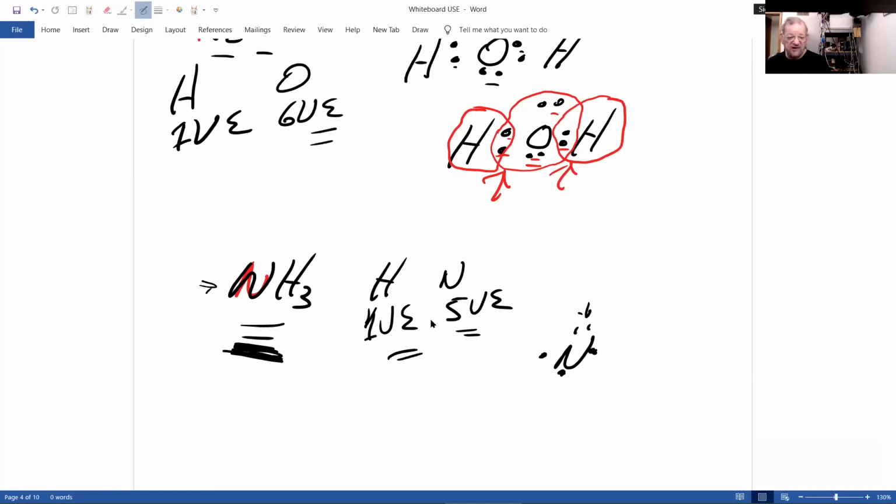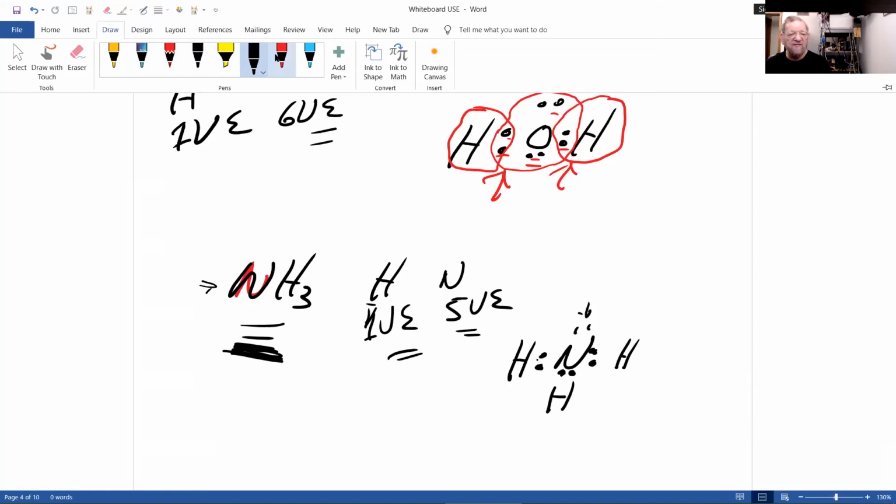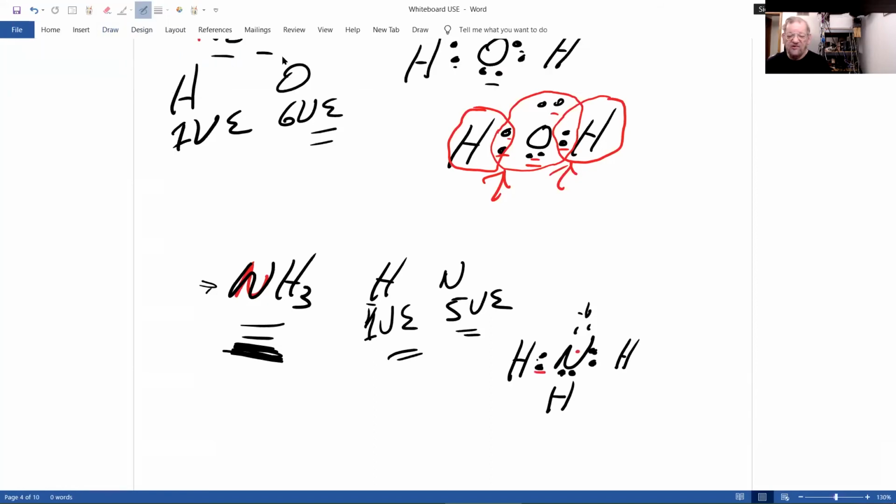Now, each hydrogen has 1, so it says, oh, look, you've got 1, I've got 1, let's share. Same thing here. And same thing here. And now, if we look at each atom, the question is, does it have an octet? Well, if we look at the nitrogen, 2, 4, 6, 8.